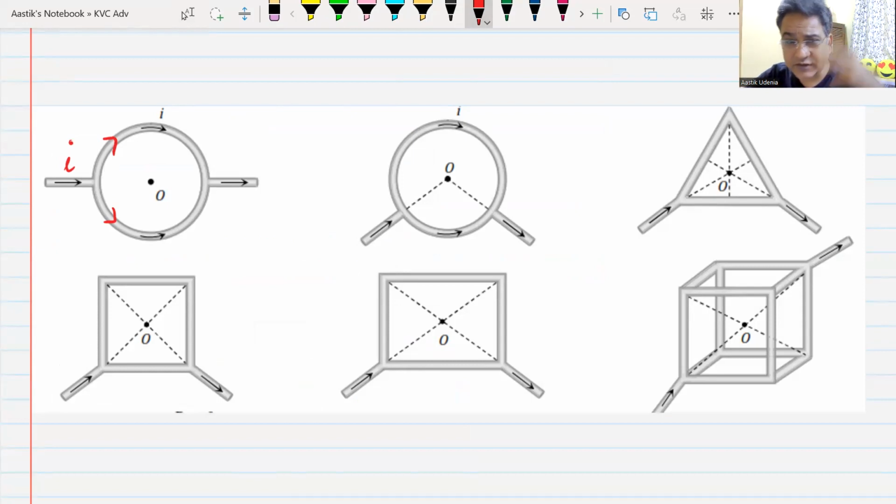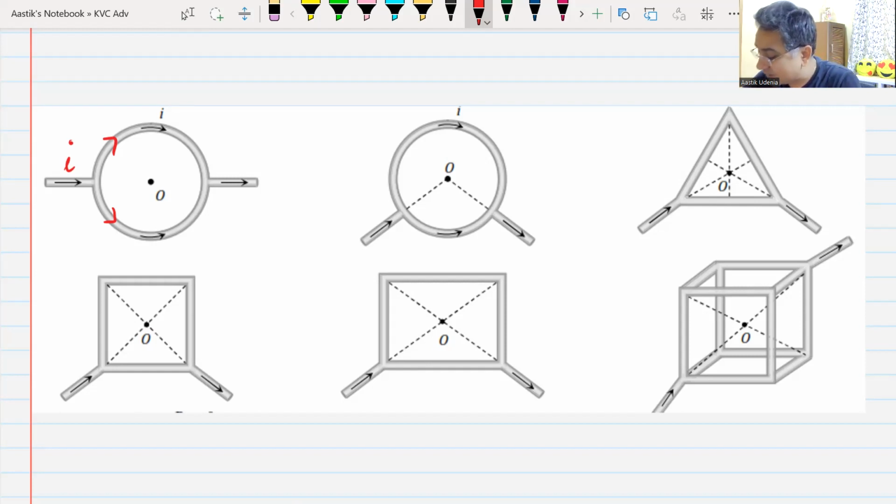Now, if the portions are equal, current will be equal. Both the currents are in the opposite direction, so they will create equal magnetic fields. Everything will get cancelled out, so magnetic field at the center would be 0. Do we understand this? The first case is very simple to understand. Yes or no? Yes, sir.